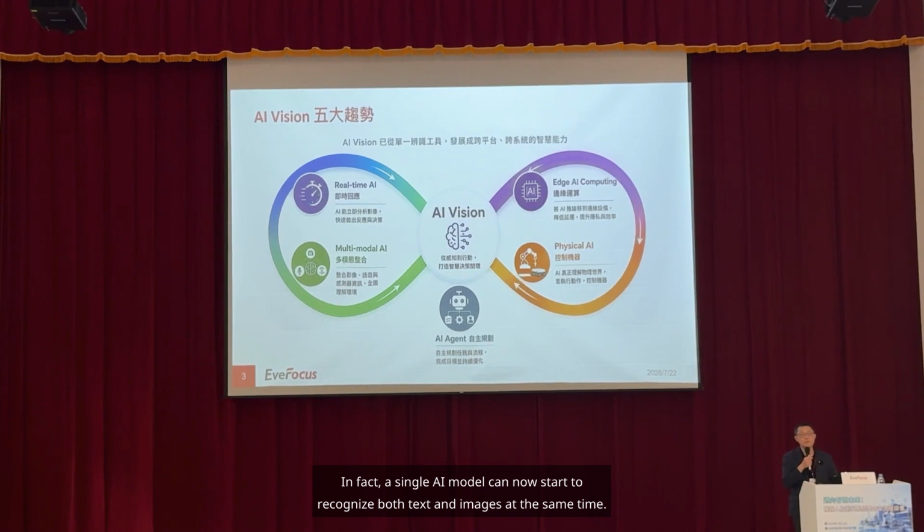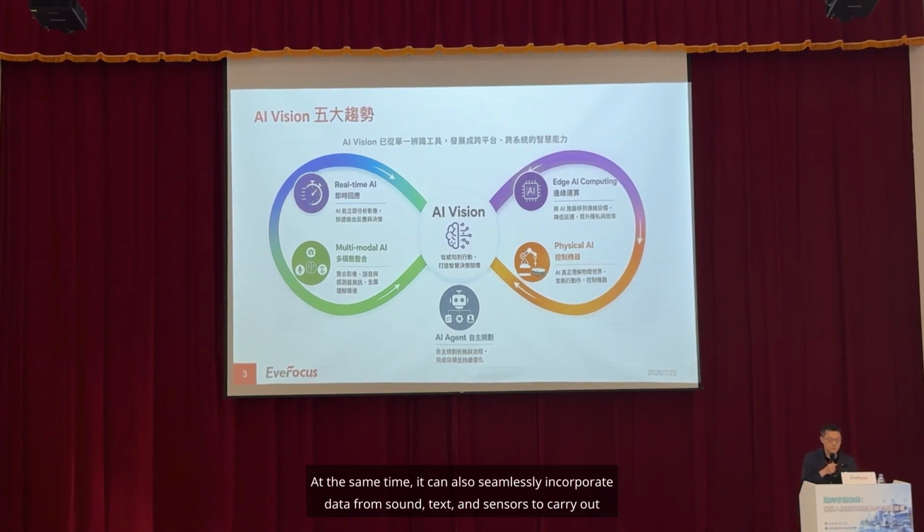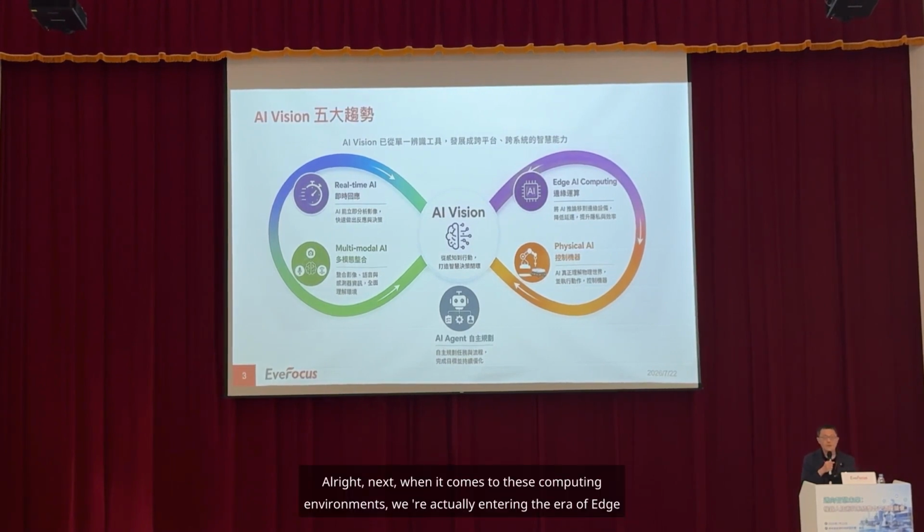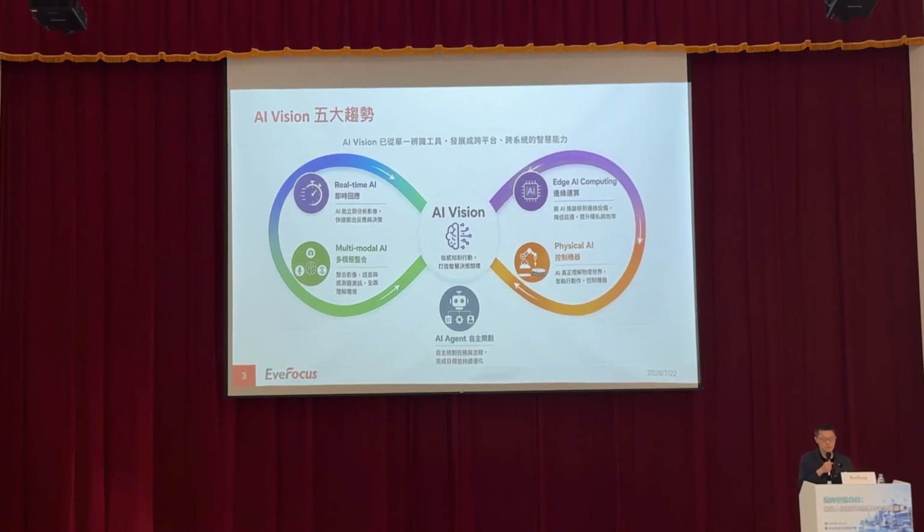Next is multimodal AI. In fact, a single AI model can now start to recognize both text and images at the same time. At the same time, it can also seamlessly incorporate data from sound, text, and sensors to carry out comprehensive multimodal processing. Next, when it comes to these computing environments, we're actually entering the era of edge AI computing because what they require is real-time performance as well as high reliability.